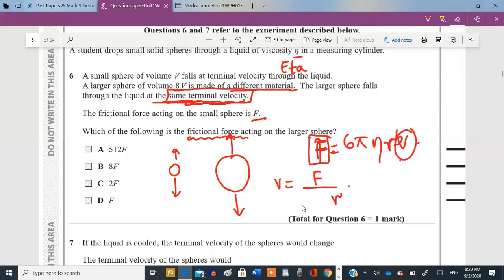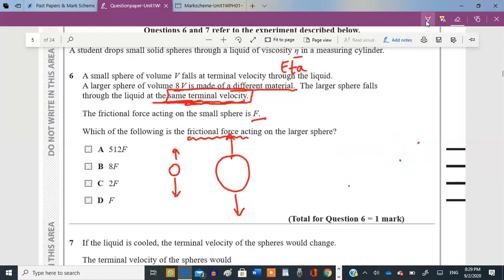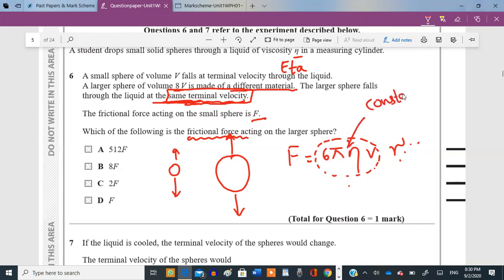Let me re-explain that point. Basically, if you look at Stokes' law again, F is equal to 6 pi multiplied by eta multiplied by radius multiplied by velocity. Now, instead of writing this as radius into velocity, I'll write it as velocity into radius. This entire factor is constant because the terminal velocity is the same, the eta is the same, and 6 pi is constant. This is constant from Stokes' law.